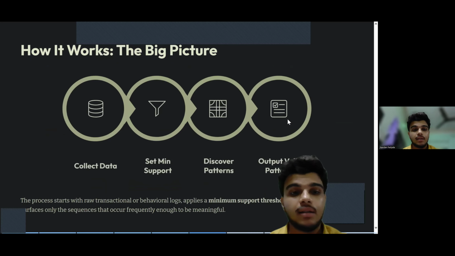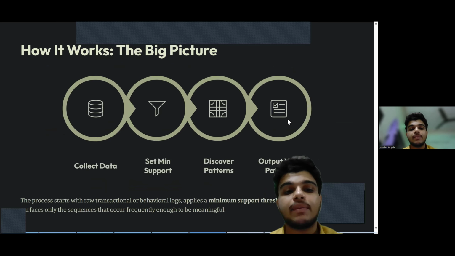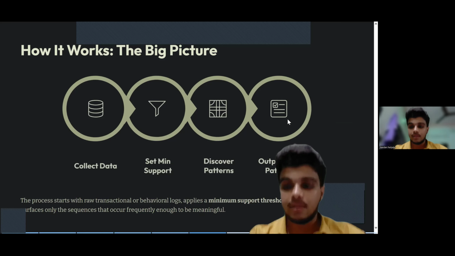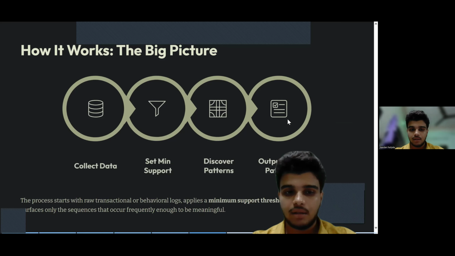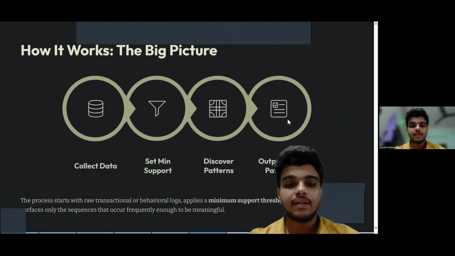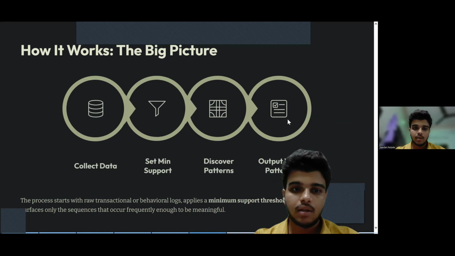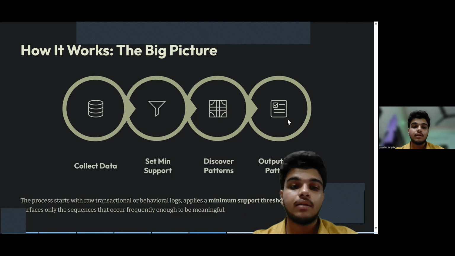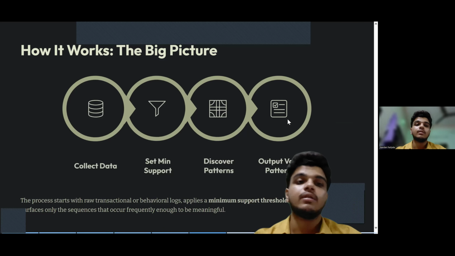Coming to the next slide. Now let's understand how sequential pattern mining works step by step. First, we collect sequential data. This could be user actions, transactions, or any time-ordered events. Next, we define a threshold called minimum support. This determines how frequently a sequence must appear to be considered significant. Then we scan the dataset to identify all the sequences that satisfy this minimum support. Finally, we generate frequent patterns that follow a specific order. These patterns are then used for analysis and prediction.